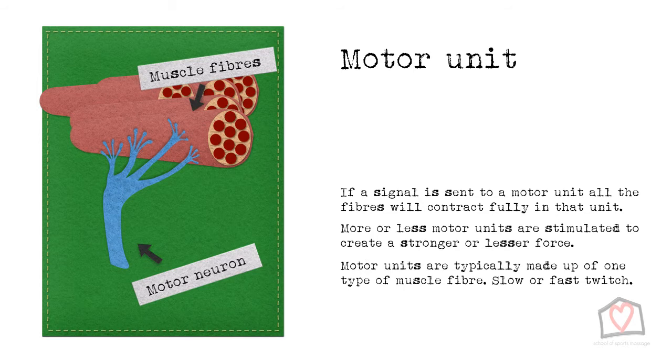Motor units are typically made up of one type of muscle fibre, either slow or fast twitch, and whether more or less force is required will depend on what type of muscle fibre will be recruited. Slow for less effort and fast for more effort.